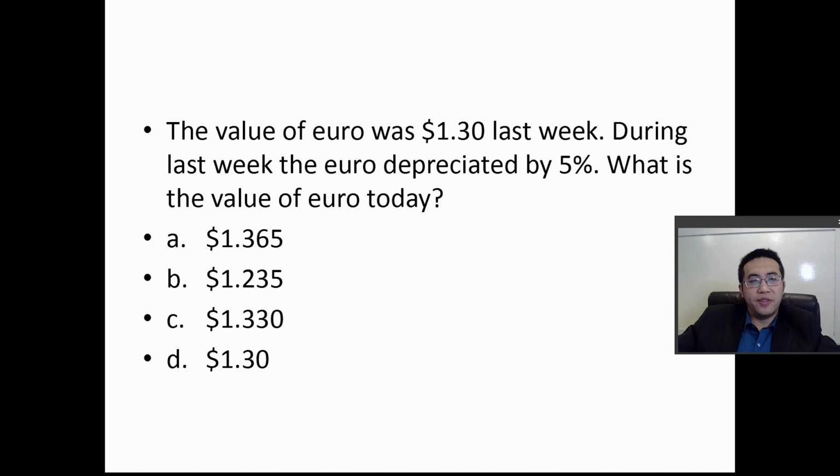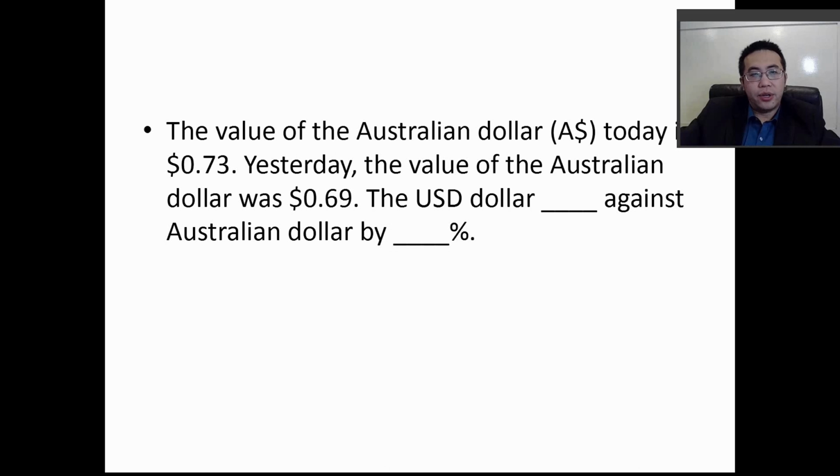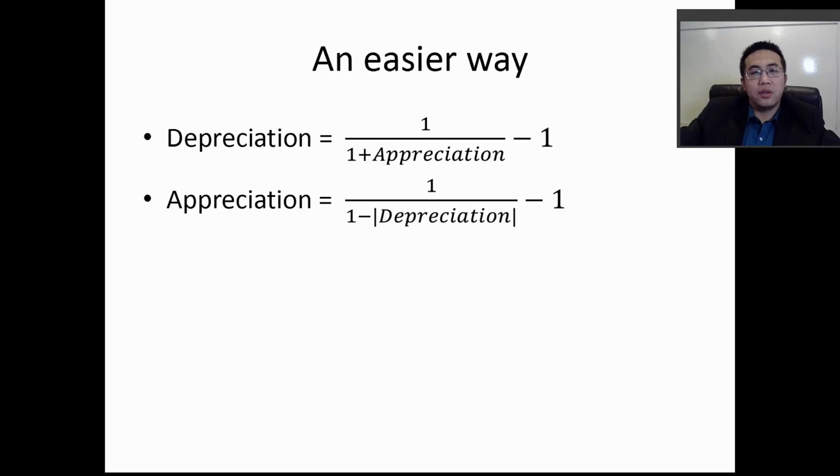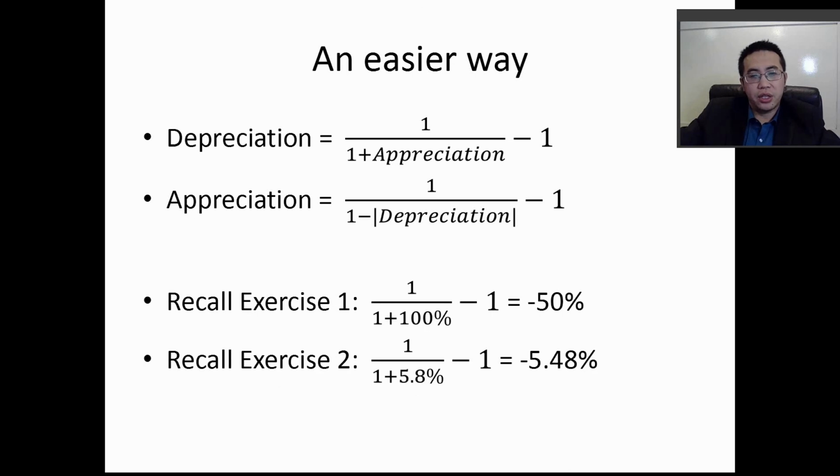And right here, you have the value of the euro was $1.3 last week. During last week, the euro depreciated by 5%. So what should you get for the euro value today? You should use 1.3 times 1 minus 5%, because depreciation is a negative, and then your answer should be $1.235 per euro. No matter whether you are dealing with exchange rates in direct quote or indirect quote, to get the amount of appreciation or depreciation, you just follow this formula if you know the change of the other currency.